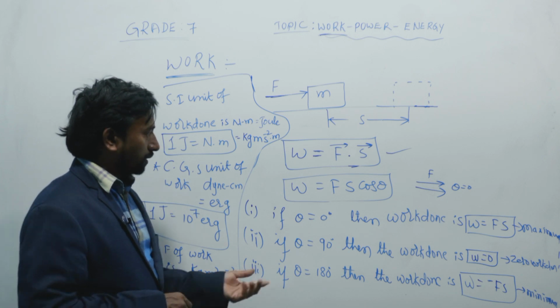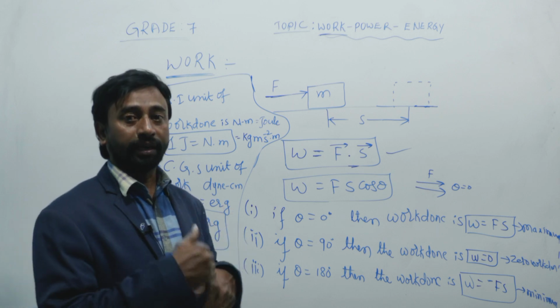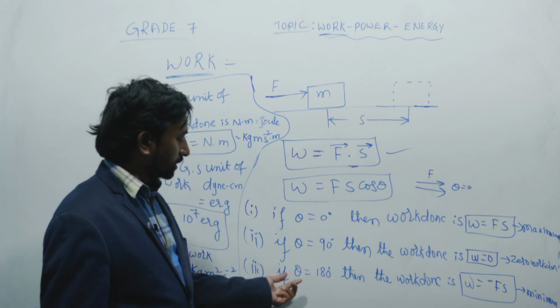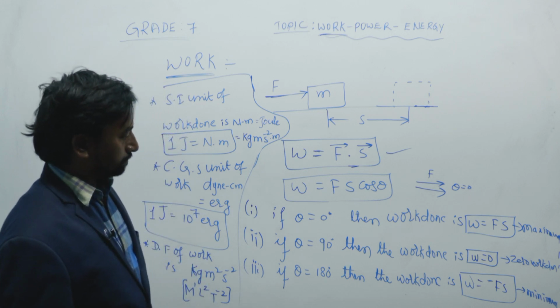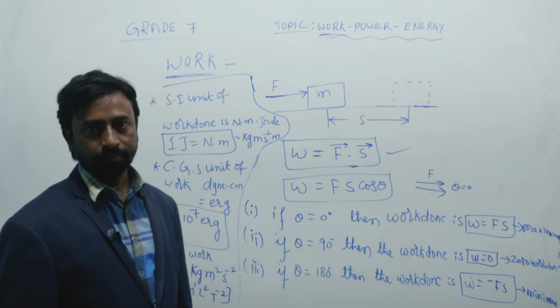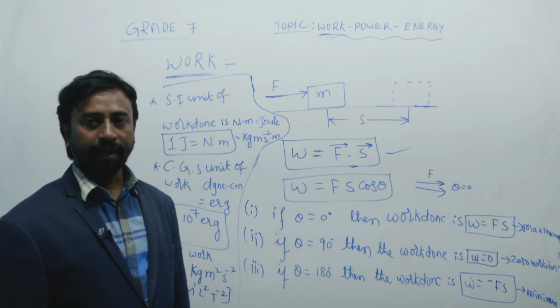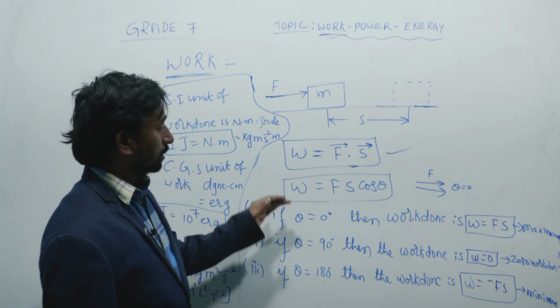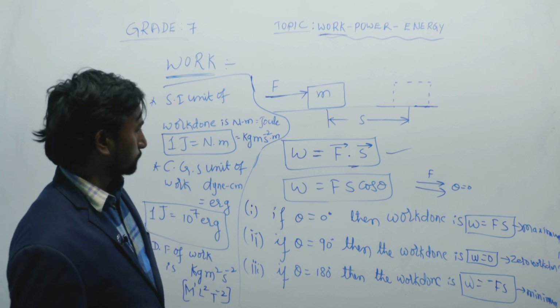And if the action of force is in one direction and the displacement is in the opposite direction, then we can say the angle between them is 180 degrees. So like that there is maximum work done, minimum work done, and zero work done. Based on this angle of force acting on the body, there are different kinds of work, which we'll discuss in detail later. Okay.